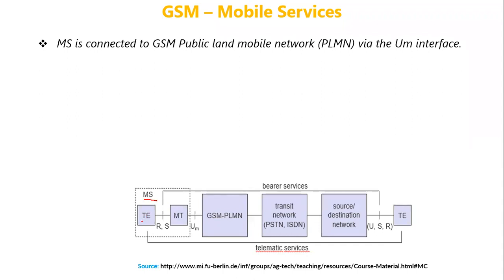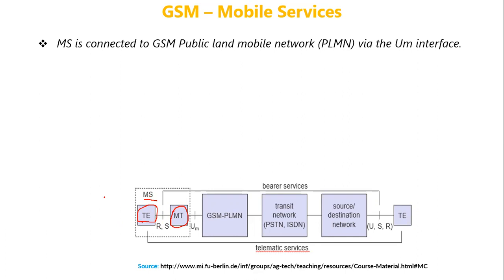The TE is the terminating equipment. Terminating equipment is any device. It can be a mobile, it can be a normal wired telephone, whatever it may be. In the case of a mobile phone, the terminating equipment is a mobile phone. It also includes the mobile terminal. The mobile terminal and TE put together is the MS, which represents mobile station.